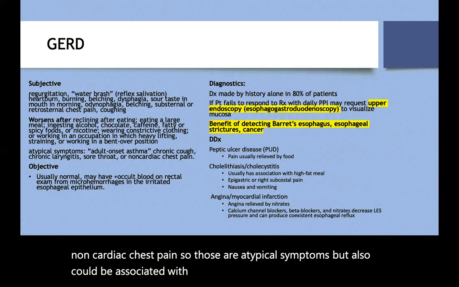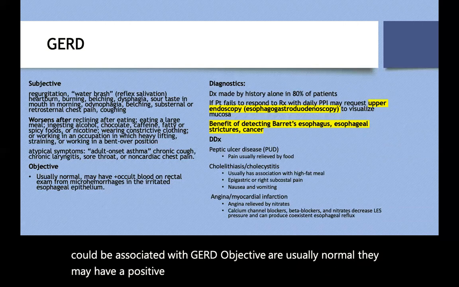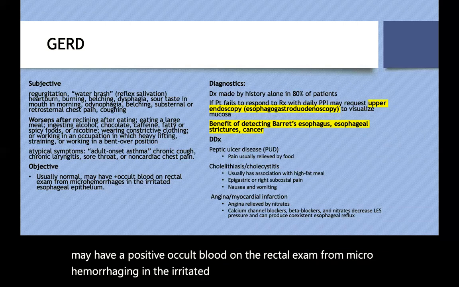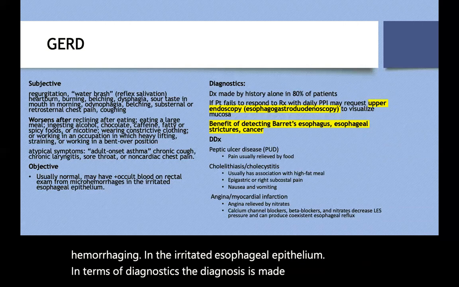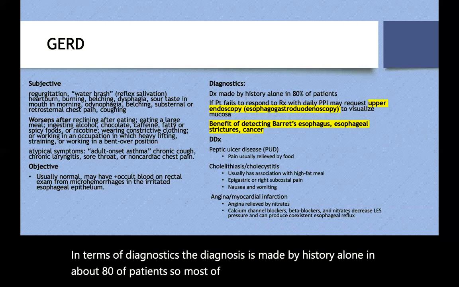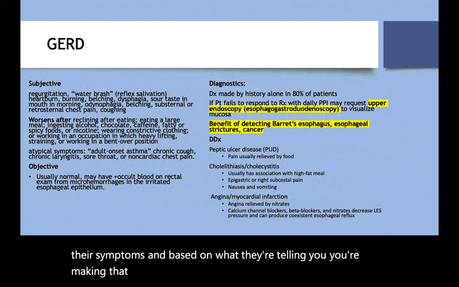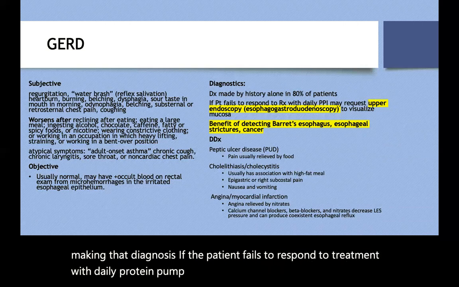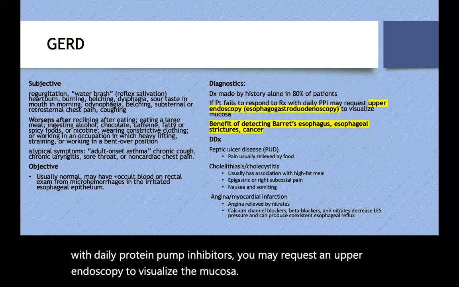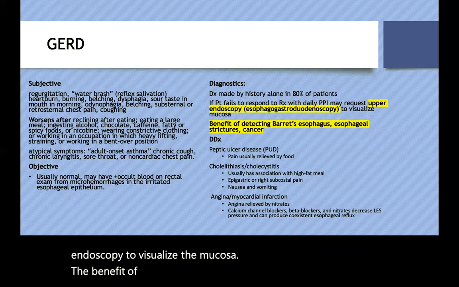Objective findings are usually normal. They may have a positive occult blood on the rectal exam from microhemorrhaging in the irritated esophageal epithelium. In terms of diagnostics, the diagnosis is made by history alone in about 80% of patients. So most of your patients are just telling you their symptoms, and based on what they're telling you, you're making that diagnosis. If the patient fails to respond to treatment with daily proton pump inhibitors, you may request an upper endoscopy to visualize the mucosa, with the benefit of detecting Barrett's esophagus or esophageal strictures or cancer.